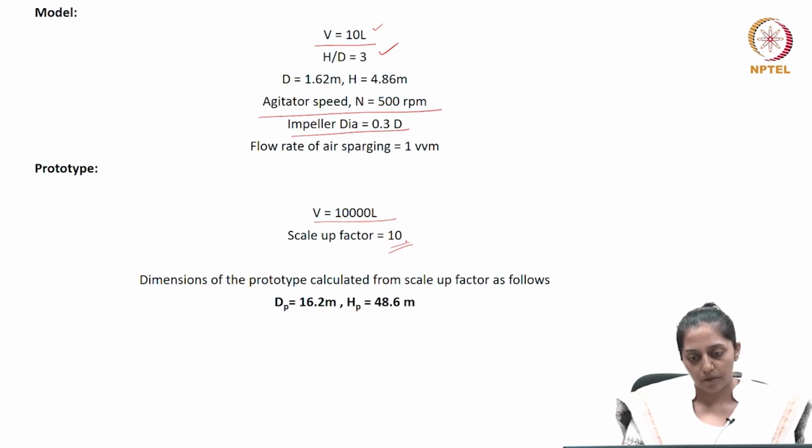So, your height at the production scale would be 3 times the diameter at the production scale, assuming the linear dimension ratios are the same, because it is having geometrical similarity for scale up. So, your tank diameter at the prototype and your height at the prototype level is now known.